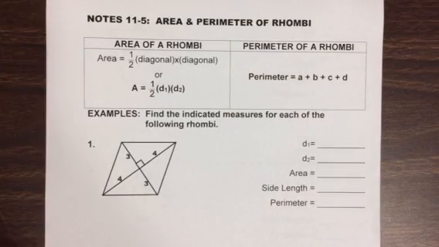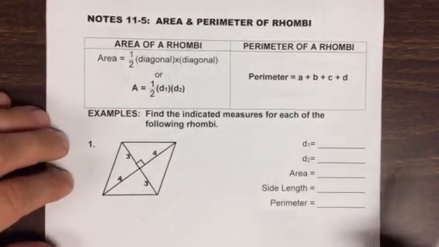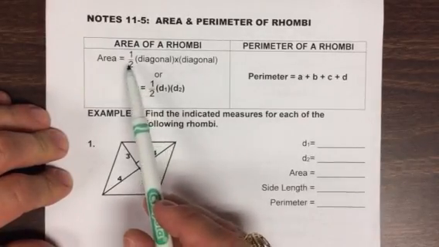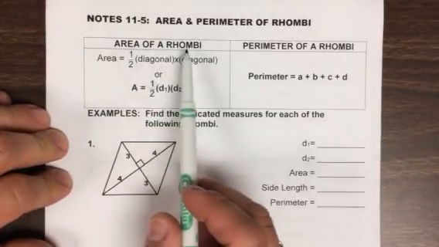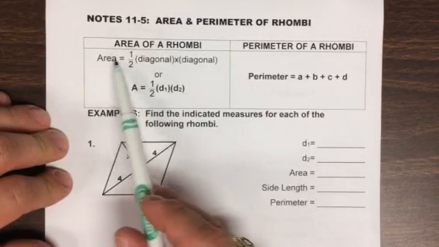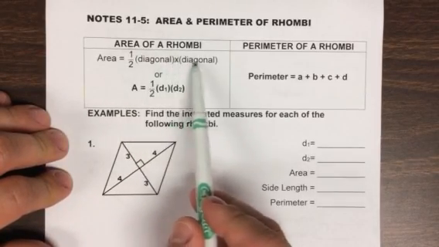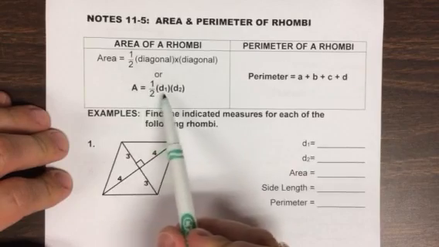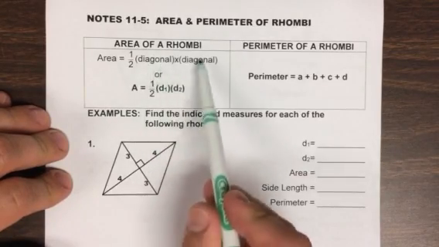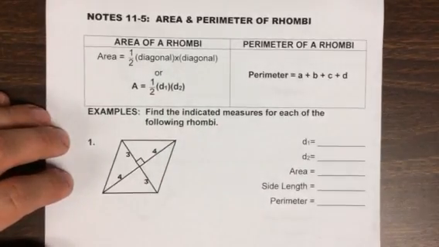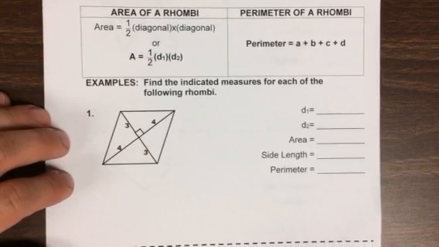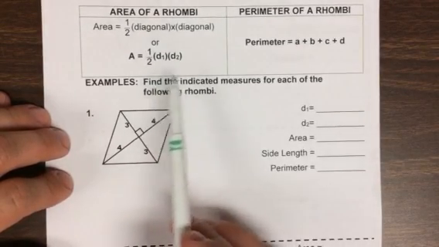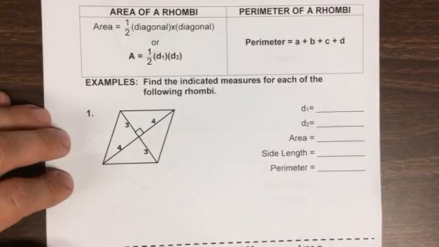Today we'll be talking about area and perimeter of rhombi. So, looking at our rhombi, we know that the area of a rhombus is 1/2 diagonal times diagonal, or 1/2 D1 D2, diagonal 1 and diagonal 2. Notice they've listed out the different types of diagonals just for your benefit. They have labeled them so that we don't have issues mixing them up through the problem.